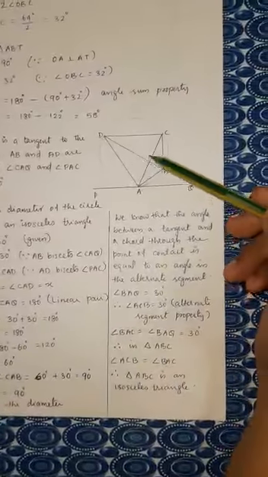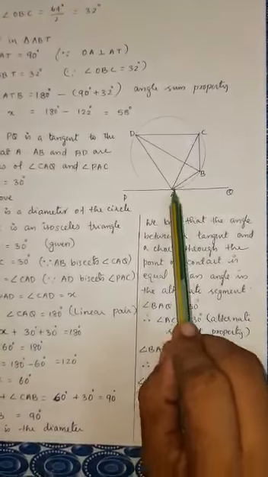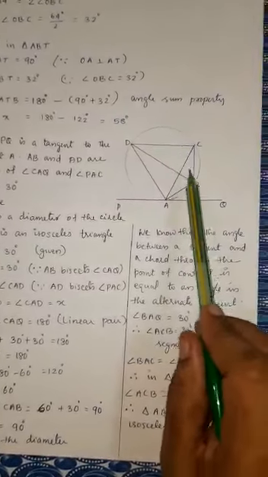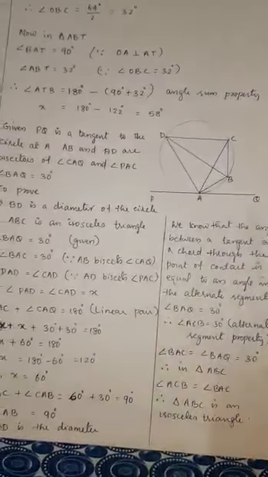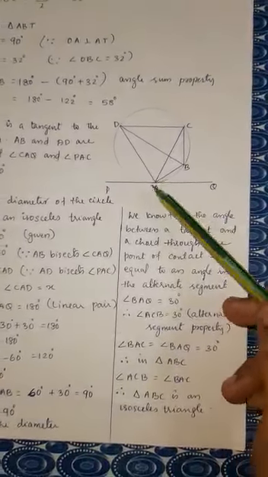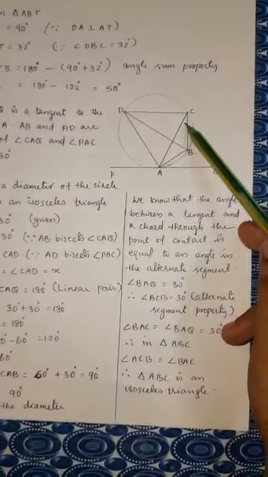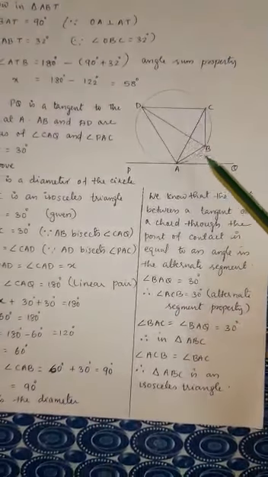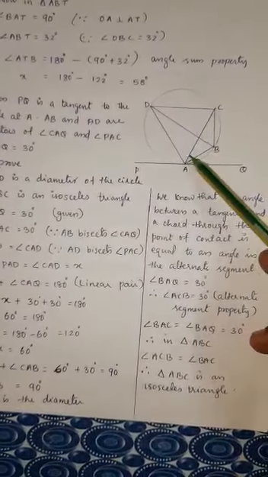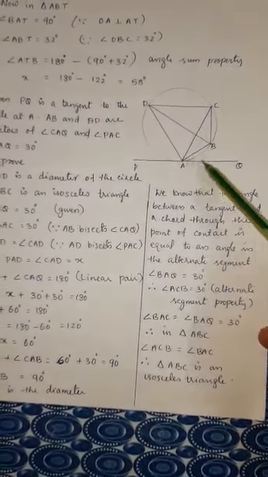Now, we know that the angle between a tangent and a chord through the point of contact is equal to an angle in the alternate segment. Angle BAQ equal to 30 degree. Therefore, angle ACB equal to 30 degree. Alternate segment property. Angle BAC equal to 30 degree, since AB bisects angle CAQ.